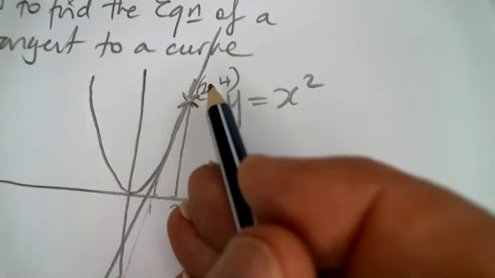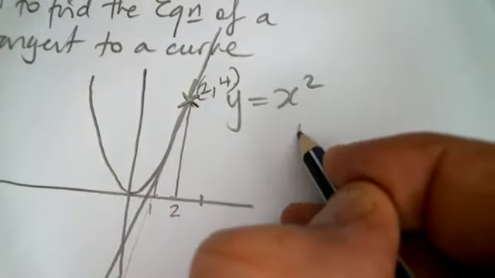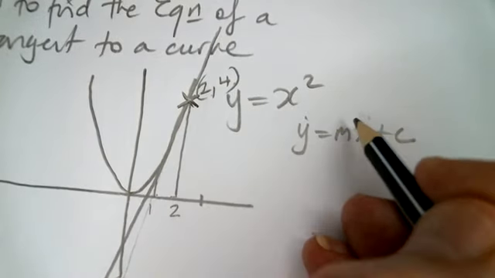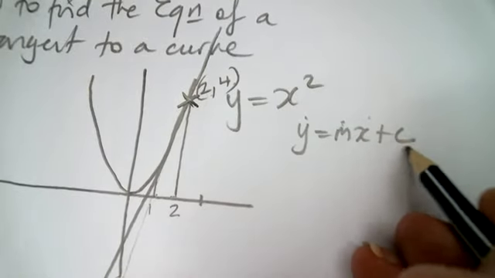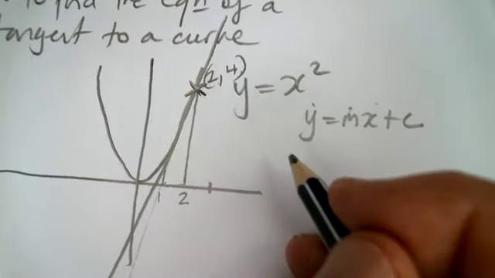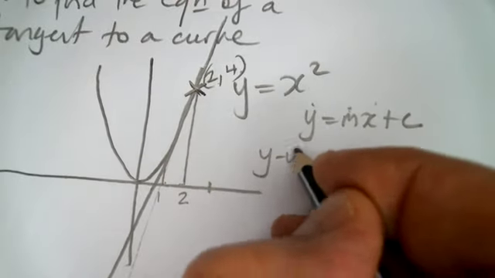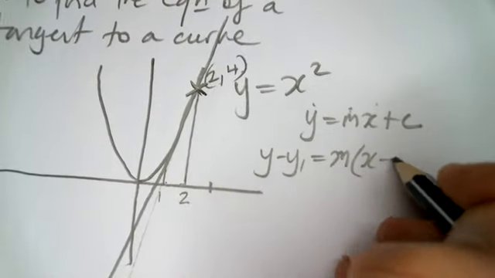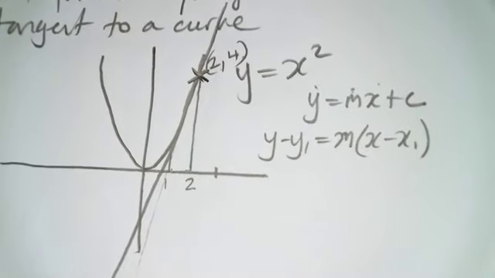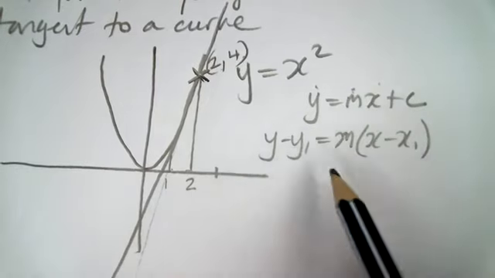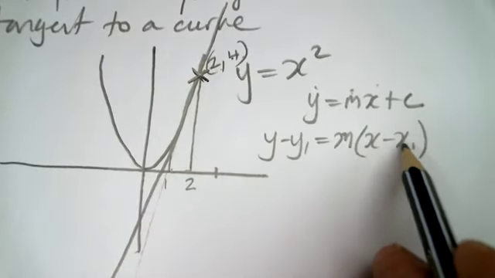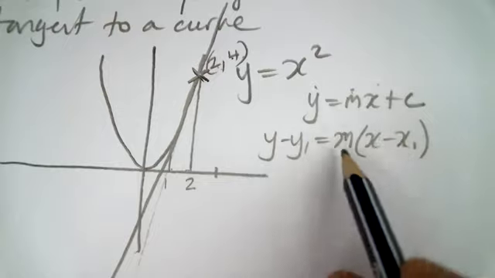If we knew the gradient and those 2 points, we could use the gradient intercept method, y equals mx plus c, because we've got a y value and an x value. We just need the m value, and then we can find c and we're done. Or we could use the point gradient equation: y minus y1 is equal to m, x minus x1. That would give us the equation of the line. All we need is a y value, which is 4, an x1 value, which is 2, and the gradient.